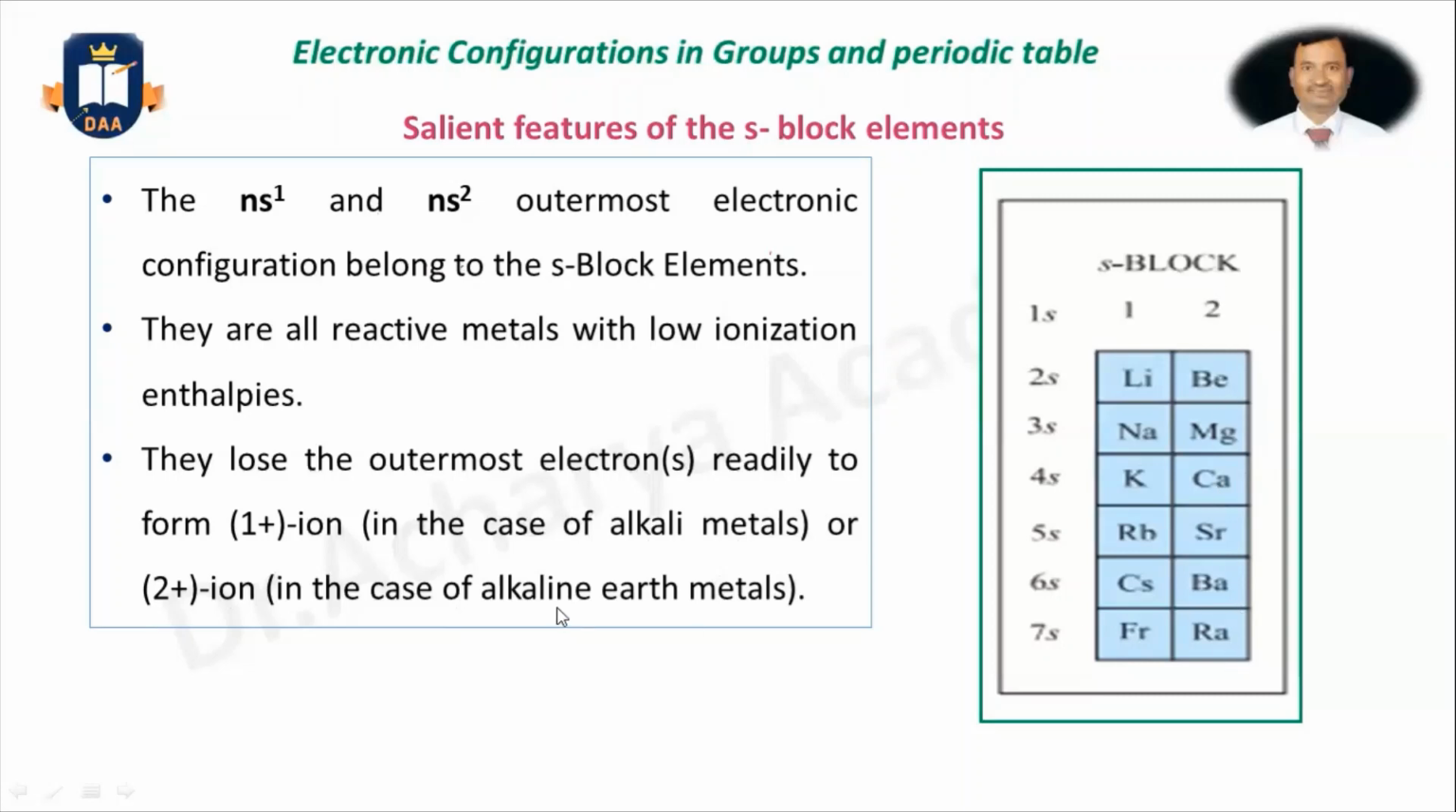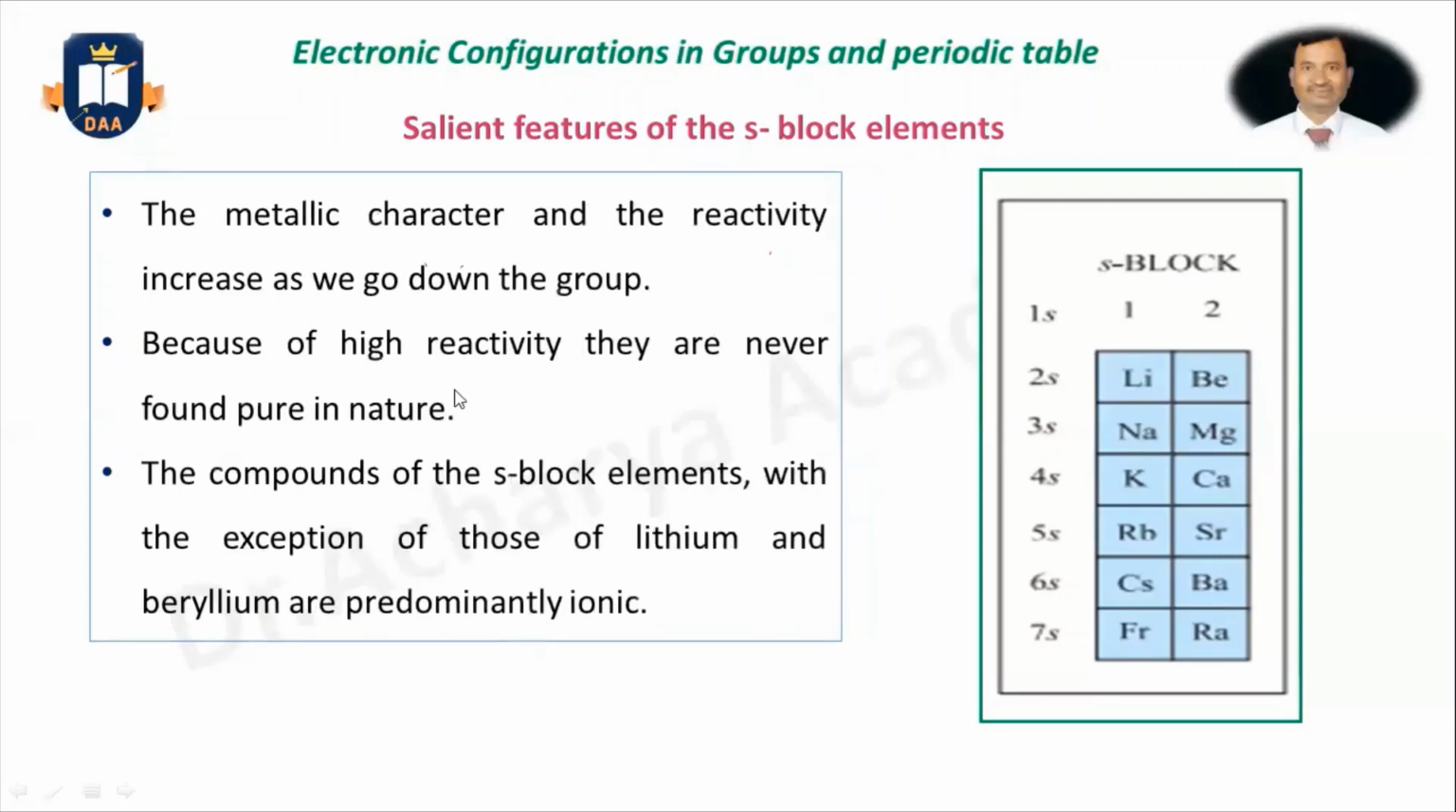Group 2 elements are generally called the alkaline earth metals. Their metallic character and reactivity increase as you go down the group. Second point, because of high reactivity, they are never found pure in nature. So these elements are always found in nature as compounds. In pure form it is very rare because of their high reactivity.